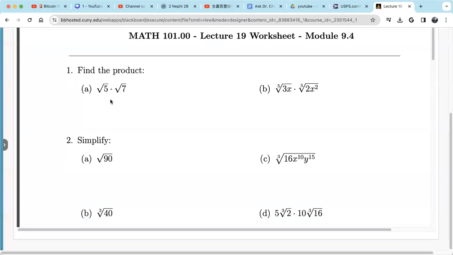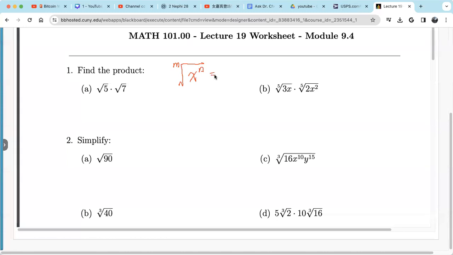Okay, this is lecture 19 notes, radical signs. Let's just review. In general, we have this sign called radicals. Inside, we call it the radicand. It has a power n and an index m.